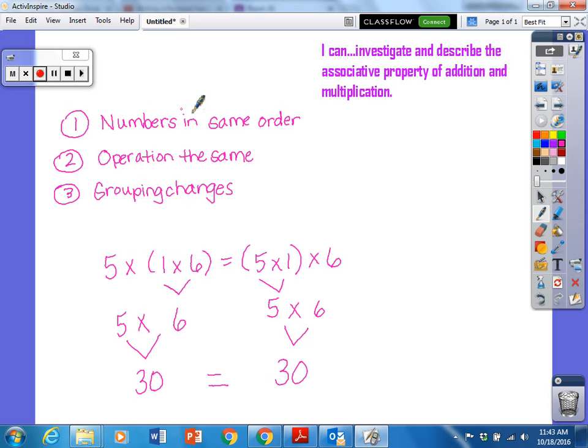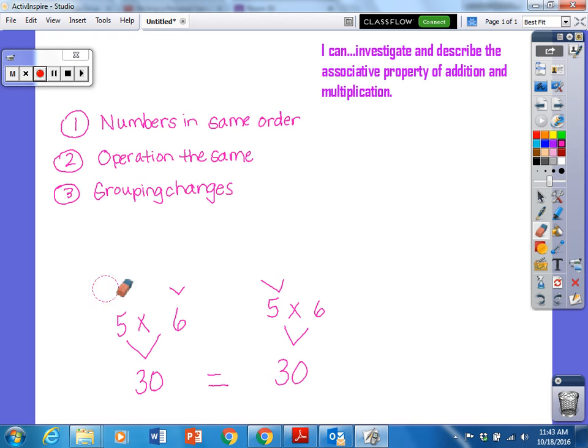Not only are the numbers in the same order, 5, 1, 6, 5, 1, 6, but the operation is also the same. Multiplication, multiplication, multiplication, multiplication. The grouping changes. 1 times 6 is grouped first, and on the other side of the equal sign, 5 times 1 is grouped.